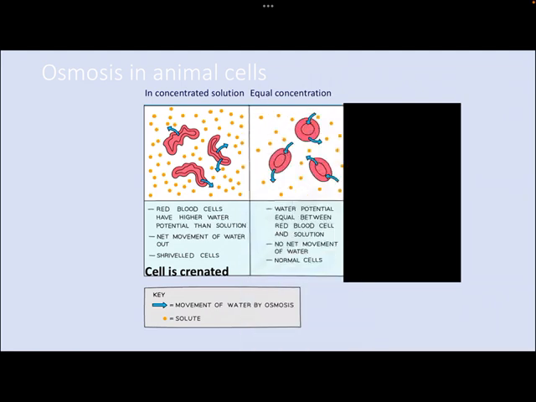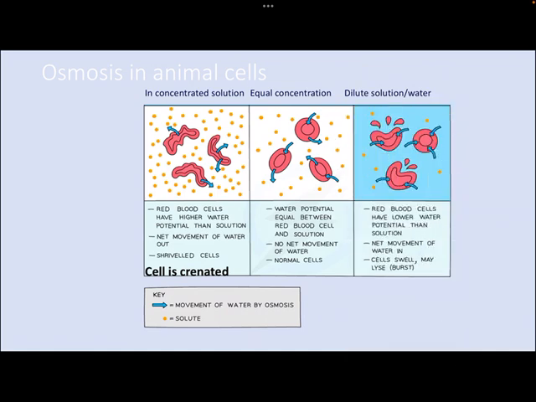If we have an equal concentration, then the water potential, so the concentration of water inside and outside the cell, is the same. So there is no net movement of the water and the cell is normal. If we place it then into a dilute solution or into pure water, water will move into the cell by osmosis because there's more water in the solution than there is in the cell. This will cause the cells to swell, and because they have no cell wall, they will burst, and this is known as lysis. So cell lysis is then bursting.